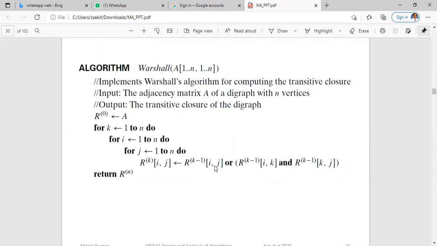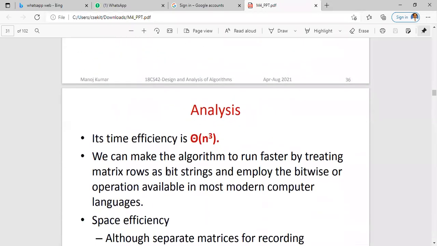If there is a path from I to J, you can find it using R of K minus 1 Ij. If there is no path from I to J, then you can travel through some other nodes and find the path. So that will be taken as R of K minus 1, I to K, that is the intermediate node, and from K to J. So Ik comma Kj gives Ij. So that will give you the value. This is Warshall's algorithm. So come for the analysis part.